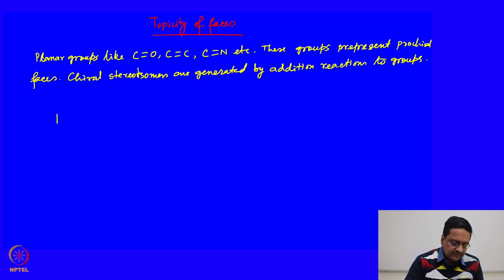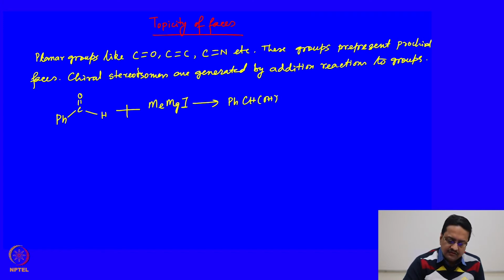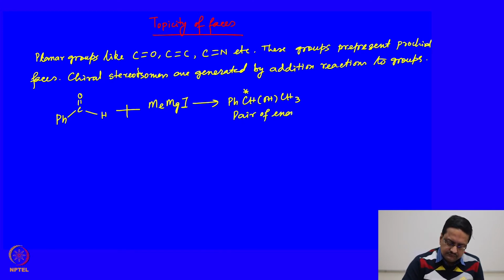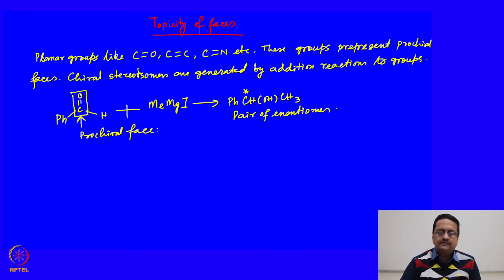So, for example, if we have PhCHO and we add methyl magnesium iodide to that, and then do the corresponding hydrolysis, we get PhCHOHCH3, and we generate a chiral center in this molecule, and we generate it as a pair of enantiomers. Therefore, we call this group a prochiral face. If the reaction takes place from the top of this group or from the bottom of the group, it generates two different stereoisomers.